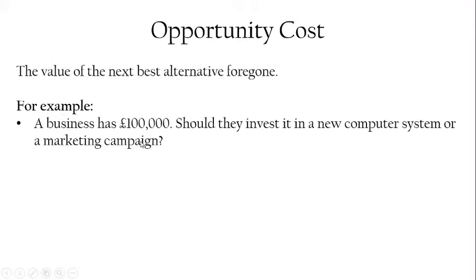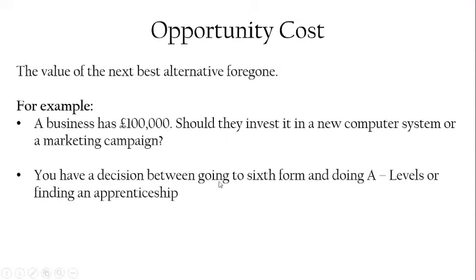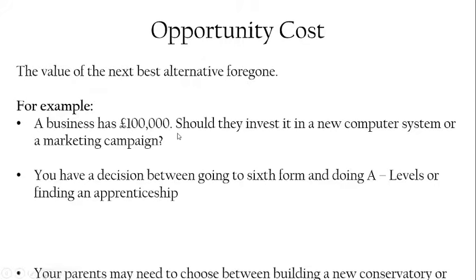Another example. If you're studying GCSE business, you're going to have a choice at some point of going to sixth form and doing A-levels, or perhaps finding an apprenticeship. If you decide to find an apprenticeship, you're going to gain the benefits of being paid, you're going to get a practical qualification, you'll be in the workforce, but you will have to give up the benefits that you could get from doing A-levels. The opportunity cost of finding an apprenticeship is doing A-levels, because that's the benefits you have to give up. It's the value of the next best alternative foregone.